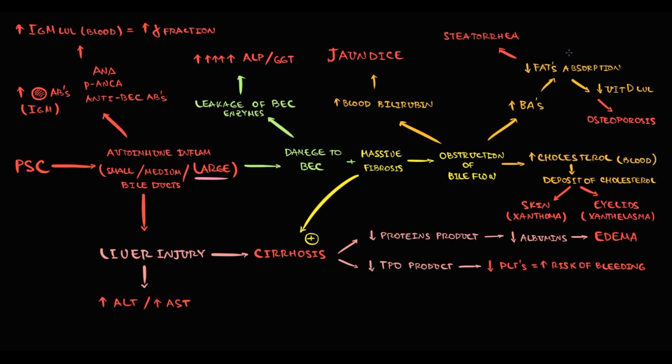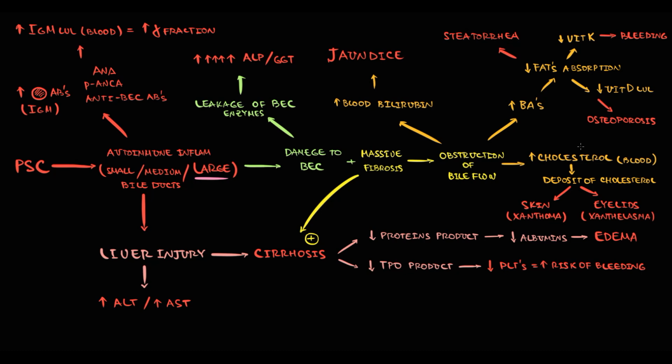In addition to this, we know that decrease in bile acid outflow disrupts the absorption of fat-soluble substances, and one of such substances is vitamin K. Decrease in vitamin K absorption also leads to a higher risk of bleeding.